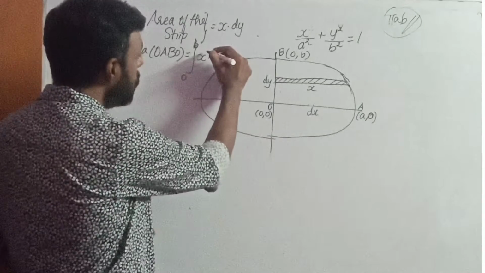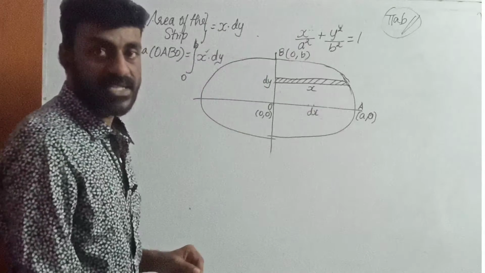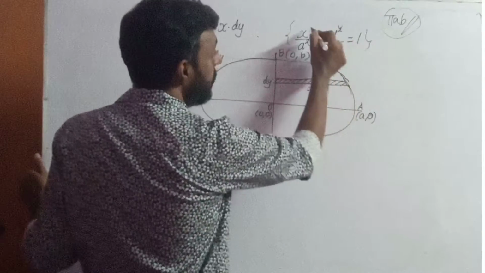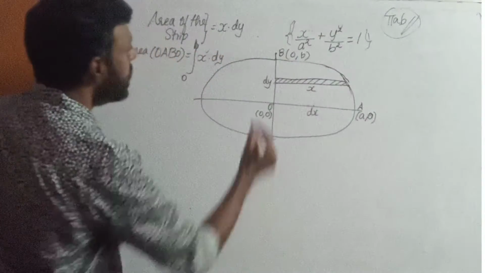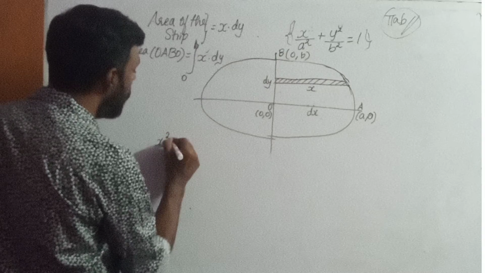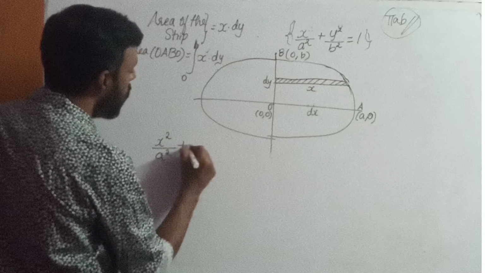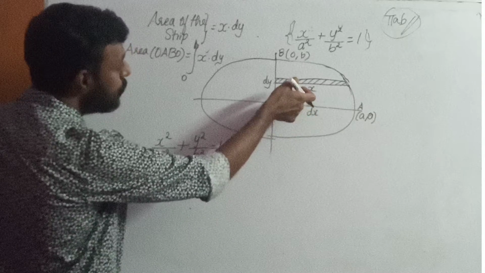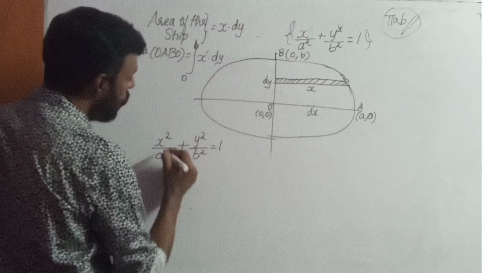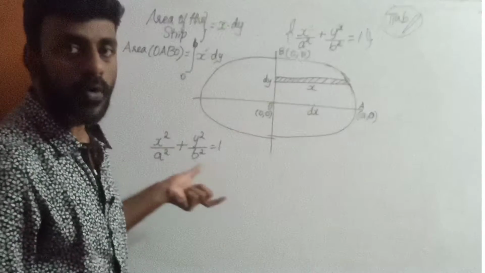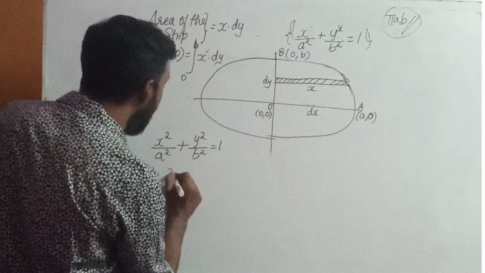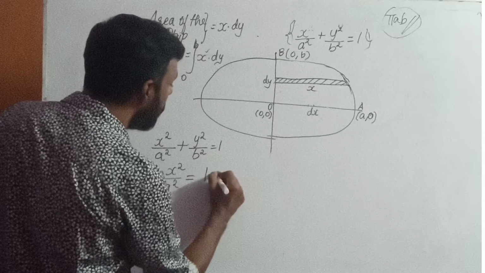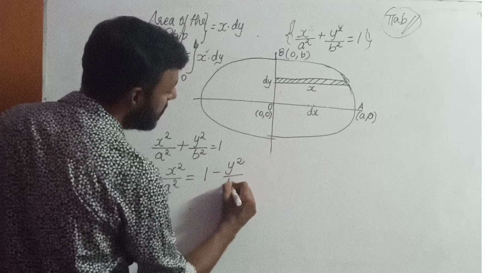Now I want to find the value of x. For finding the value of x, I'm going to use the equation of the ellipse. The equation of the ellipse is x squared divided by a squared plus y squared divided by b squared equals 1. From this equation I can derive the value of x: x squared divided by a squared is equal to 1 minus y squared divided by b squared.